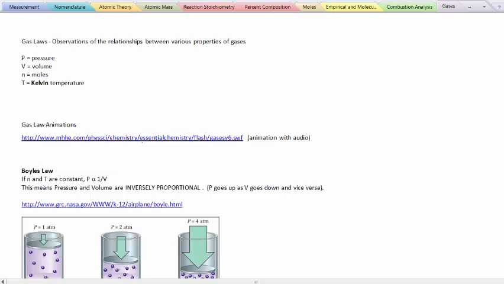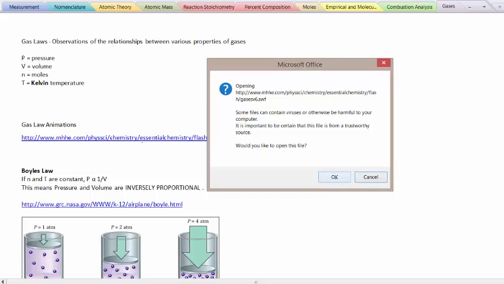In this video, we're going to look at the relationships between the different properties of gases. The properties we're going to focus on are the pressure, the volume, the number of moles of the gas, and the temperature. The first thing I want to do is let you listen to this little video that has an animation and some narration with it. Then we'll come back and summarize what they've told you in this video.